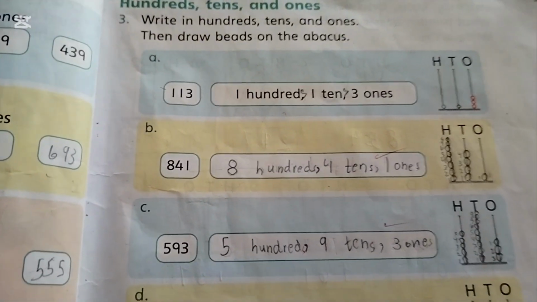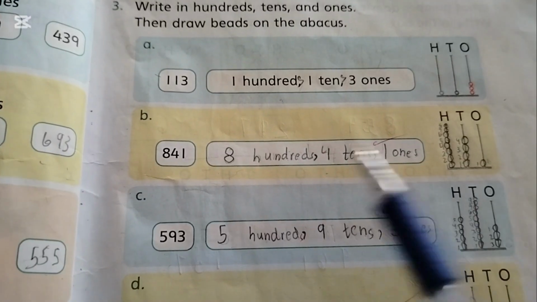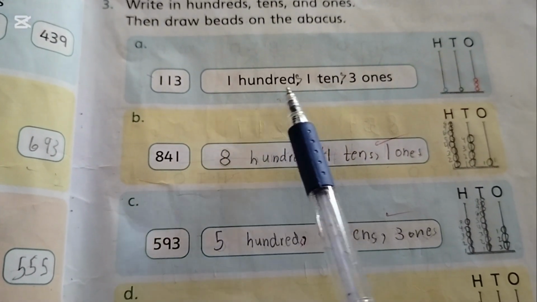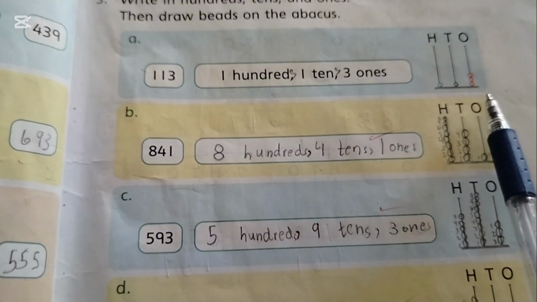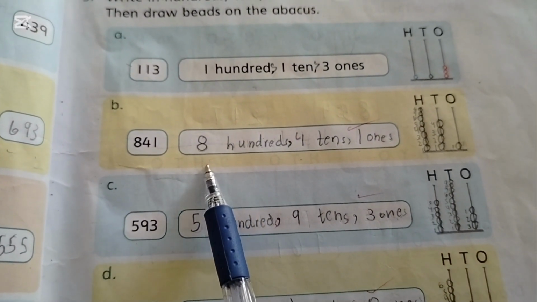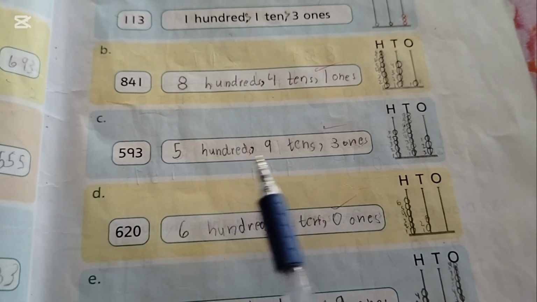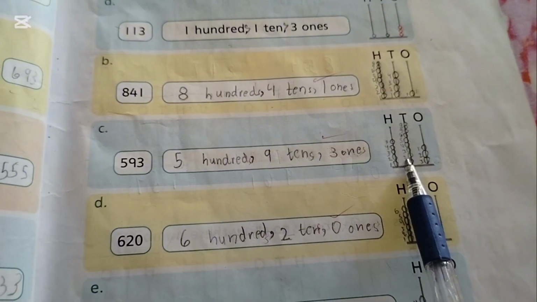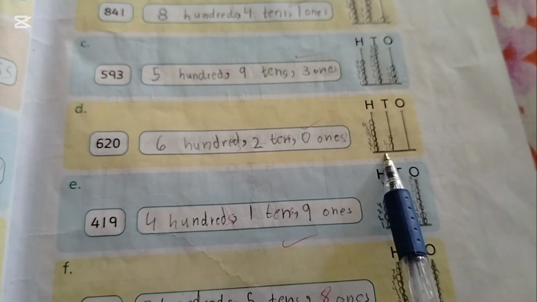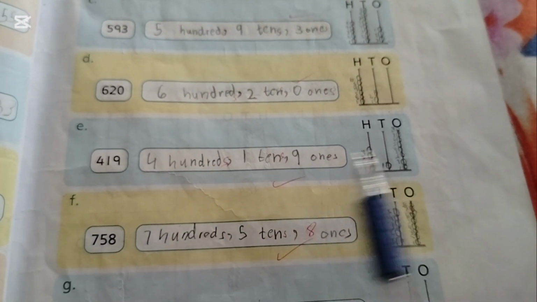Now coming to the next page, we see to write in hundreds, tens and ones and then draw on the abacus. Numbers are given. We write in 100, 1 ten and 3 ones. So we draw on the abacus like this. Next we write 800, 4 tens, 1 one and draw on the abacus like this. 500, 9 tens, 3 ones. 600, 2 tens, 0 ones. 400, 1 ten, 9 ones.